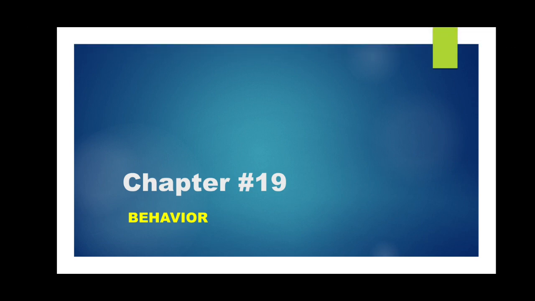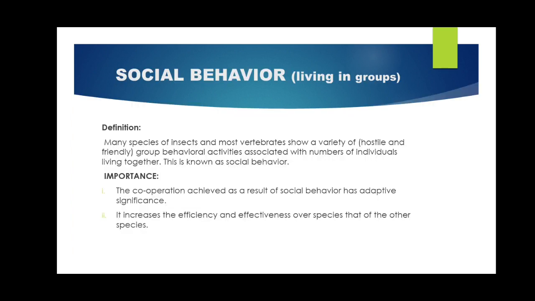Students, today we are going to have the last topic of this chapter, behavior, and the topic is social behavior. This is a type of behavior in which different groups of animals interact with each other, and these interactions can be hostile or friendly. It means the animals can show anger to one another or they can have a friendly relationship with other groups of animals, and these behaviors are associated with the number of individuals living together and their activities also. This is known as social behavior.